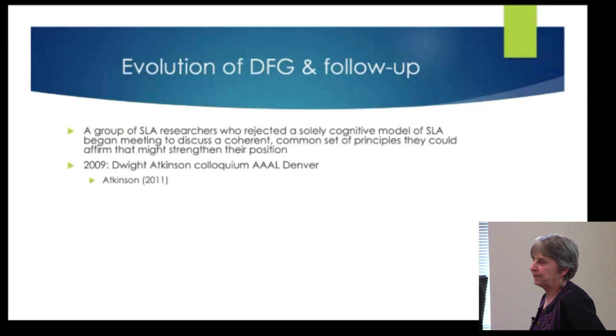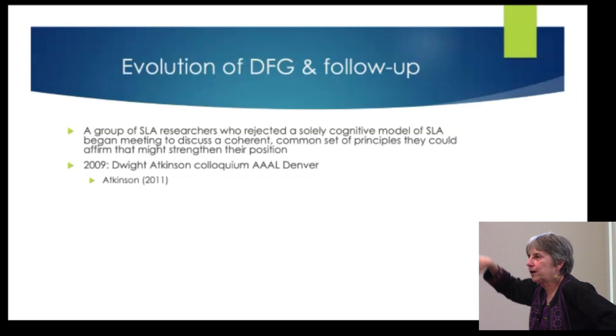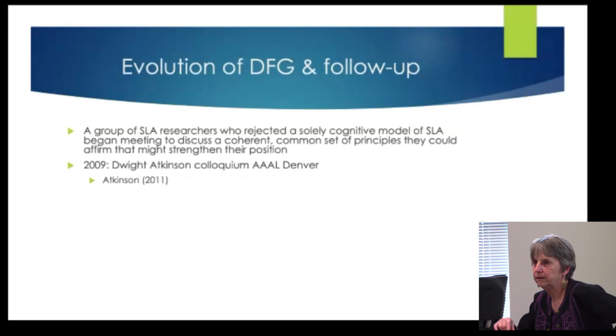Then a group of SLA researchers starting about 2007-8 began to meet together. And this is a group of researchers who had different theoretical approaches, but they shared a commonality, which was they rejected this cognitive model of SLA. And they started to say, what are some principles we can all affirm that would strengthen our common position? Can we meet together and hash this out and say, what are we doing here? How can we strengthen our position that social factors are important?